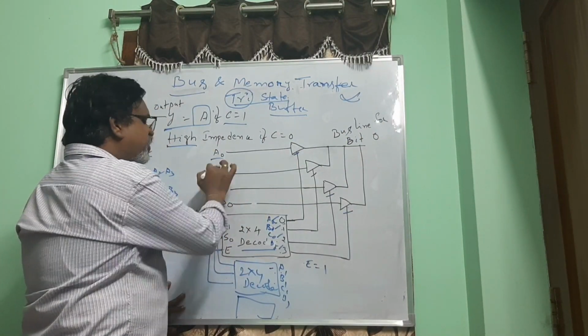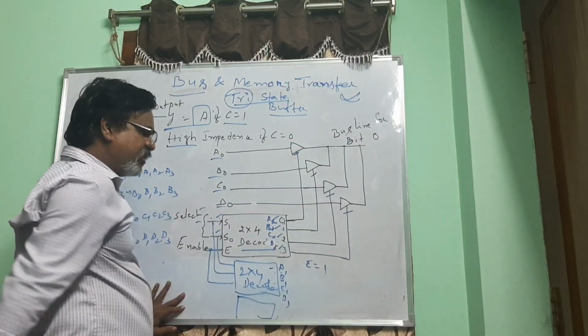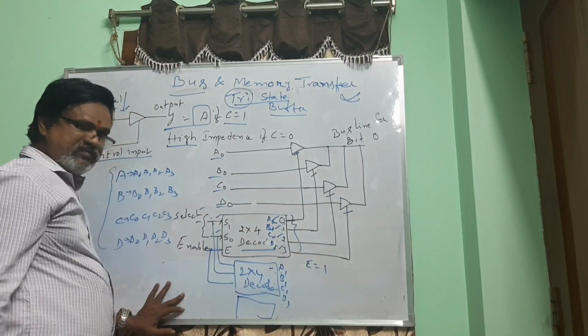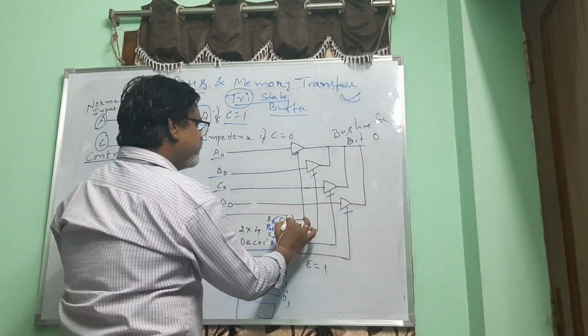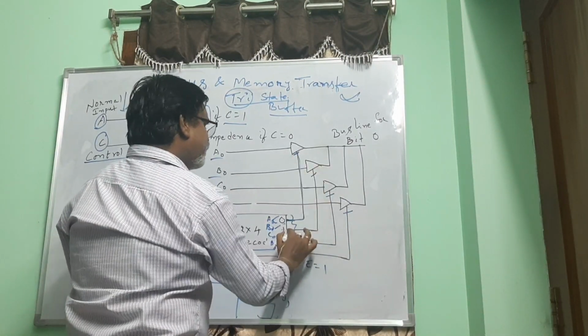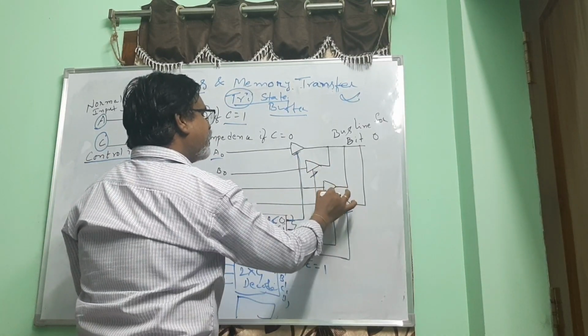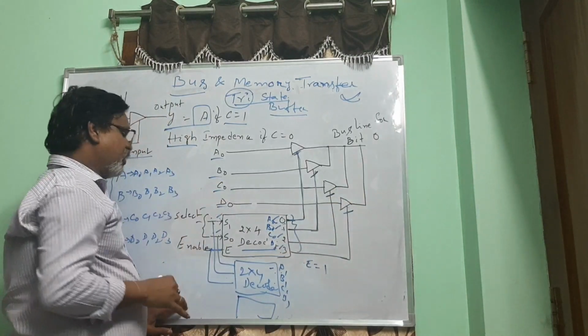But which one will be under activation? That we have to select using these two select lines. So this is given like this, this is given like this. So this should be activated, or this one, or this one, or this one. Which one to check out?